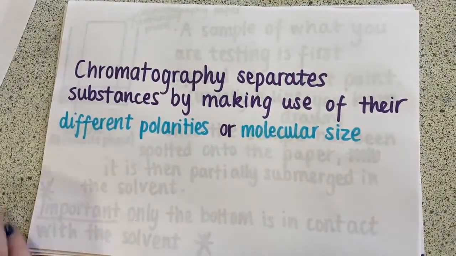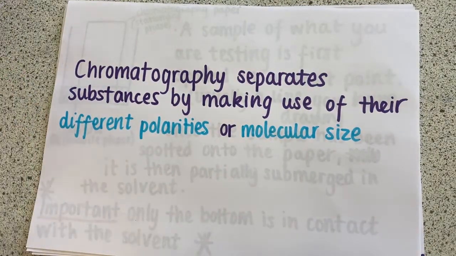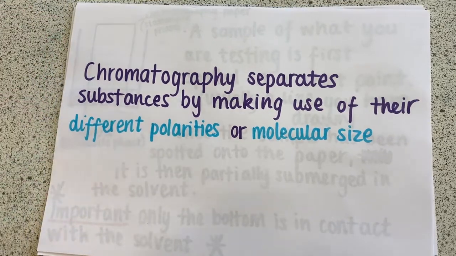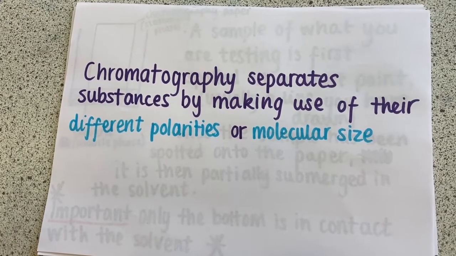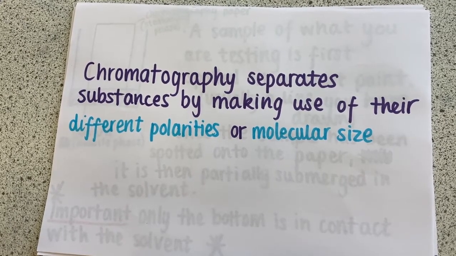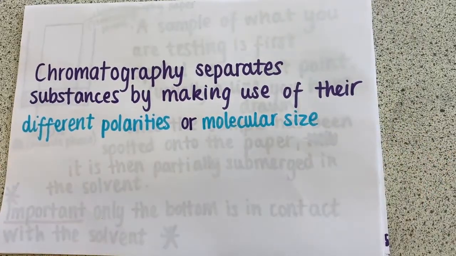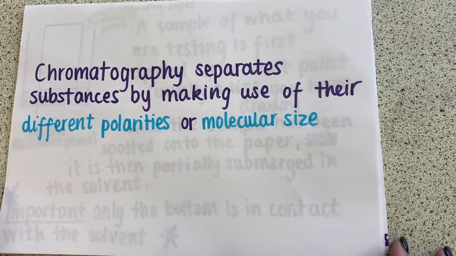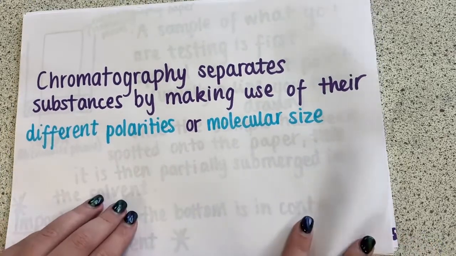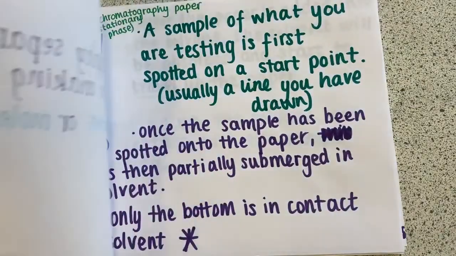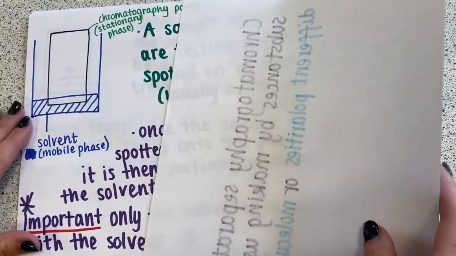So, your SQA definition of chromatography is that chromatography separates substances by making use of their different polarities or molecular size. Depending on how polar a molecule is determines where it will be separated, or also its molecular size. So our chromatography looks like this.